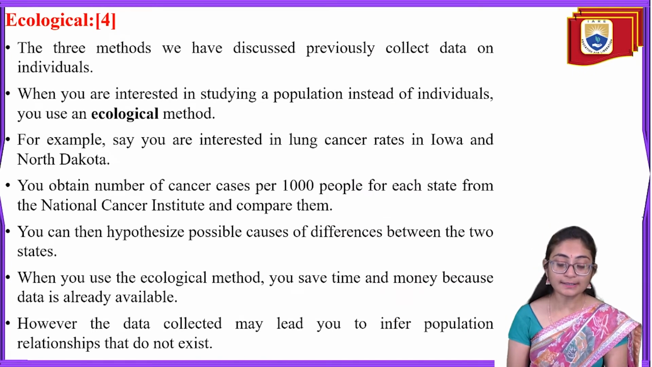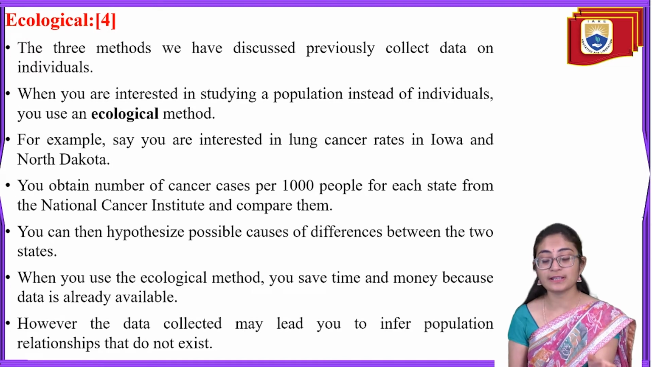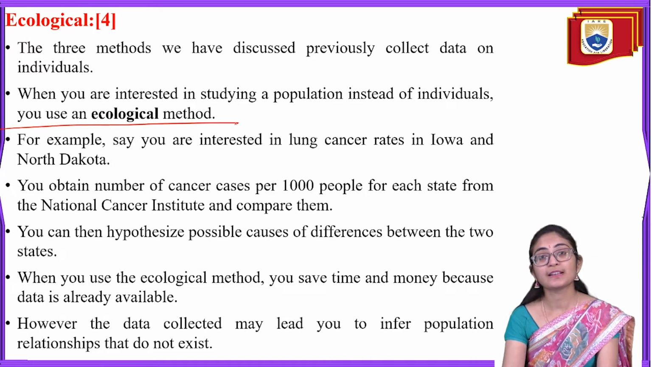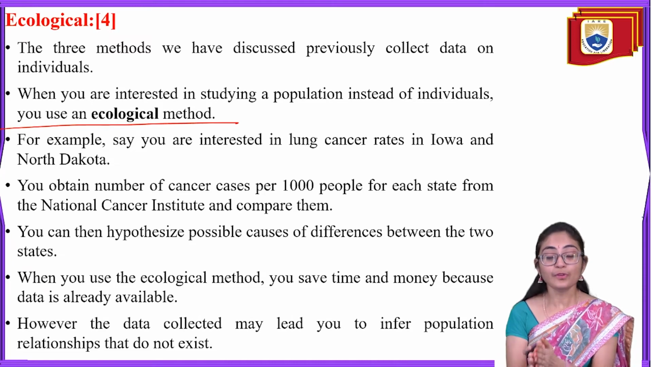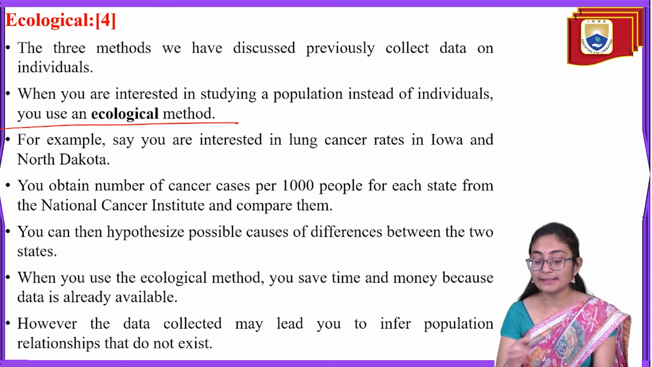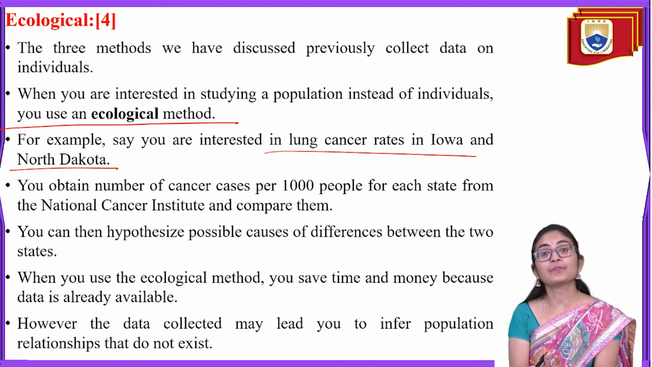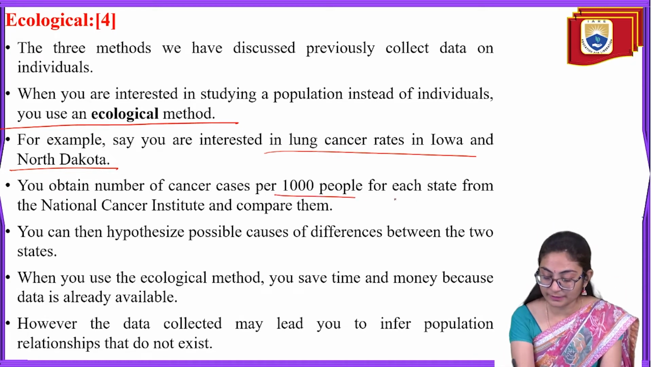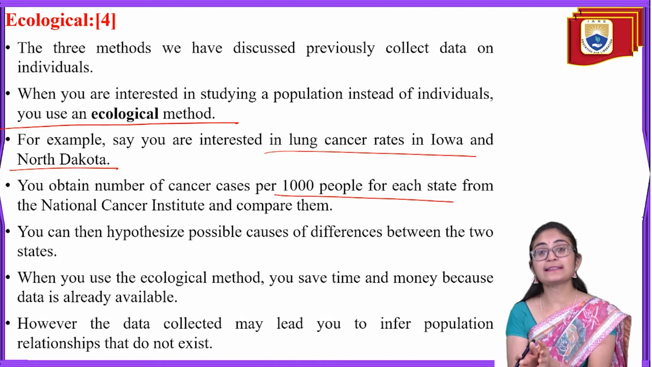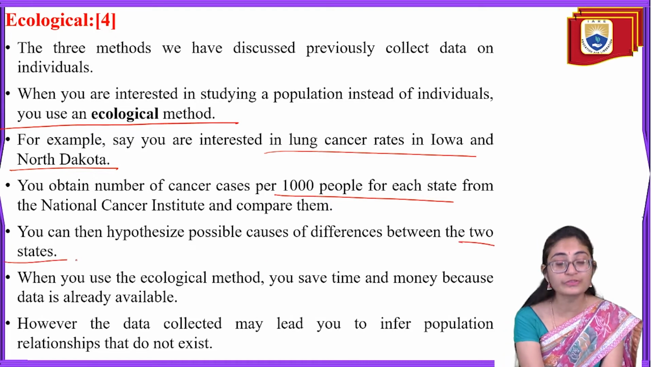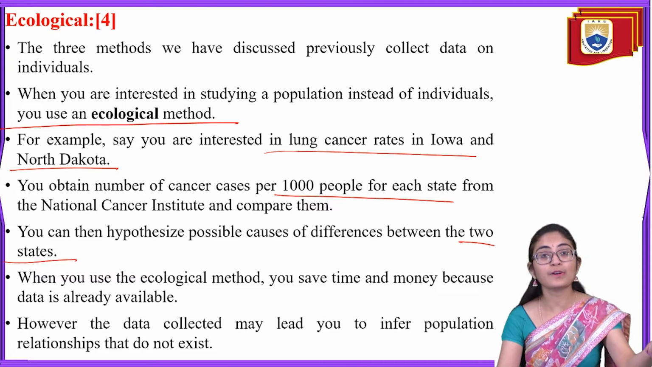Then ecological. The three methods we have discussed previously collect data on individuals. When you are interested in studying the population instead of individuals, you use the ecological method. That means there is no need to study individuals; you have to study in groups. For example, say you are interested in lung cancer rates in Iowa and North Dakota. You obtain the number of cancer cases per 1,000 people for each state from the National Cancer Institute and then compare them. Then you can hypothesize possible causes of differences between the two states. What we have done is find out the lung cancer rates in Iowa and North Dakota.